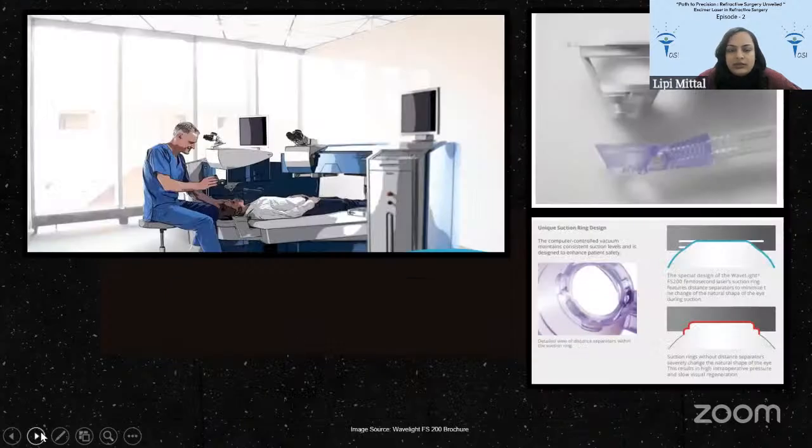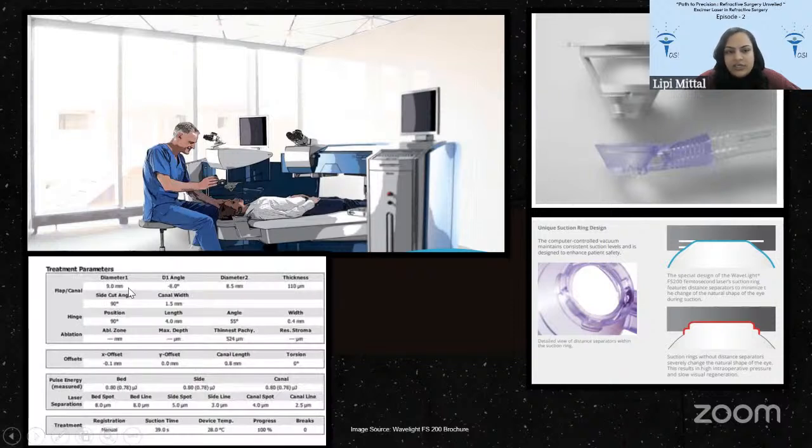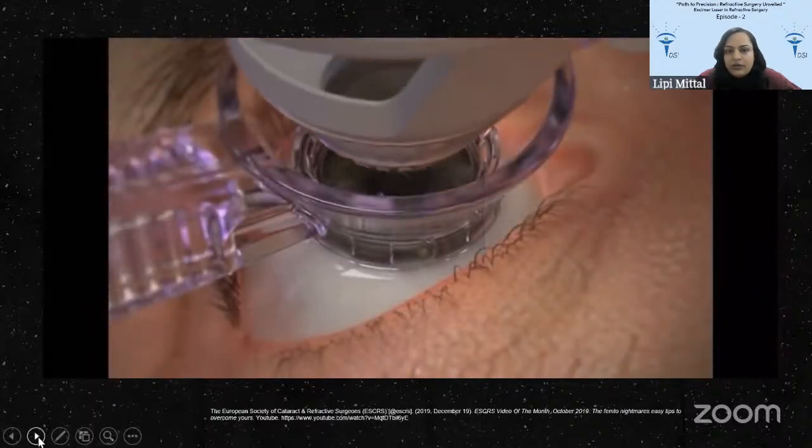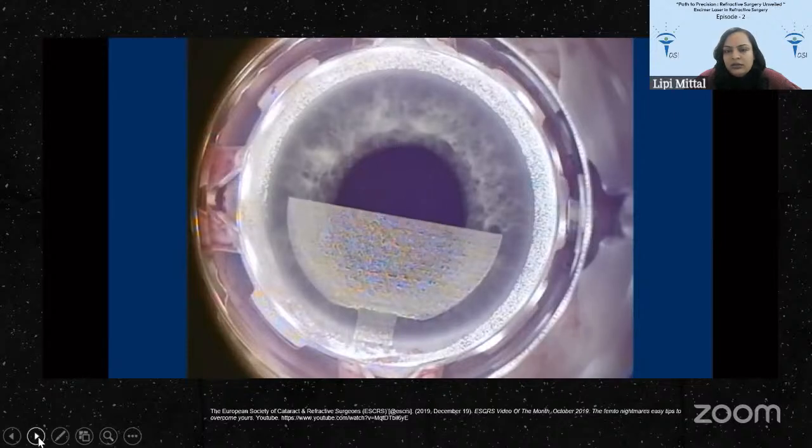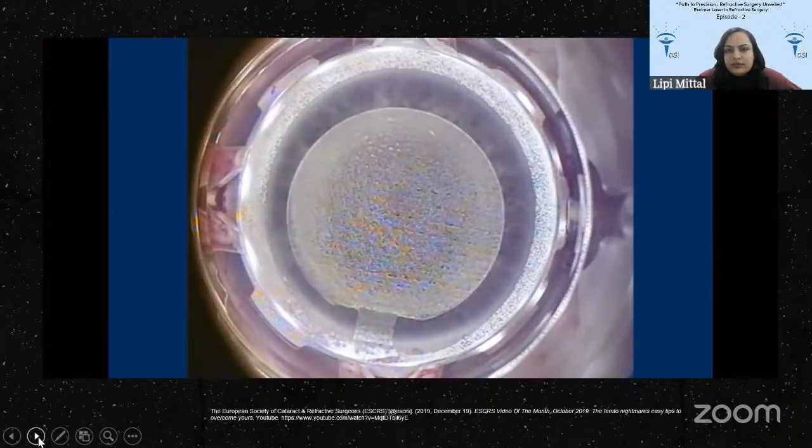Now, this is how the patient is made to lie down on the femto platform. He's instructed well. The data is pre-fed into the machine. Side cut angle, flap diameter, and hinge position can be customized in femto procedures. So this is the suction ring which has to be placed. So this is the video. I have taken it from the internet. So this is how docking is done, and the creation of the canal, flap, and the side cut is formed.